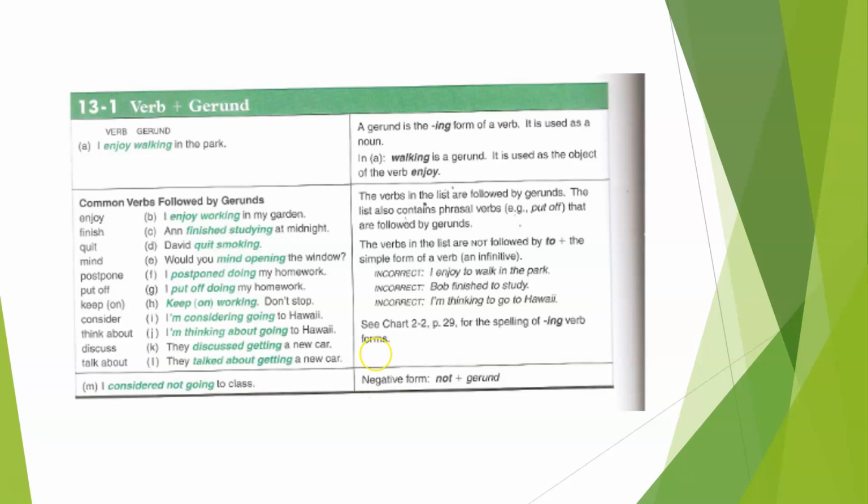So if you want to say something in a negative form, you can add a not to the phrase. So you write not right between the first verb and an ing form. Here is an example. I considered not going to class. So I considered not going to class as a negative form. So not is followed by a gerund form.